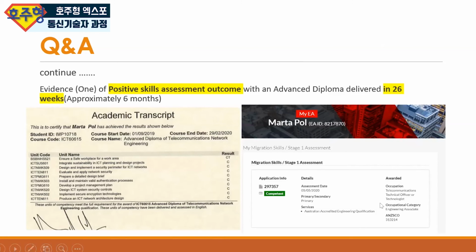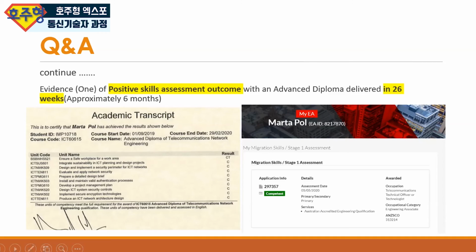So I applied for my past student's skills assessment. She got the skills assessment outcome positive, competent. See, so she got telecommunication technical officer or technologist, that is under the occupational category of engineering associate. She got it last year around this time in May, so exactly 1 year back.